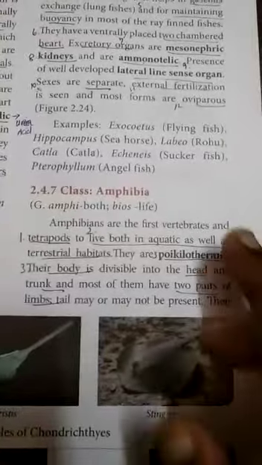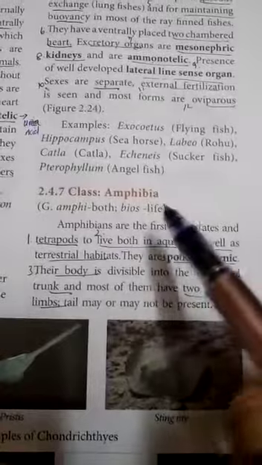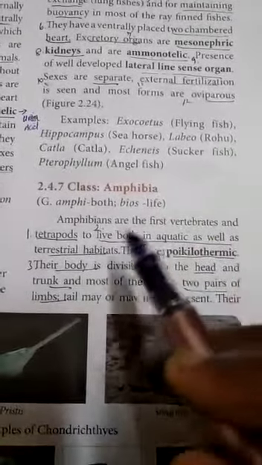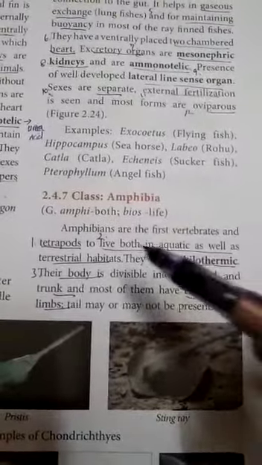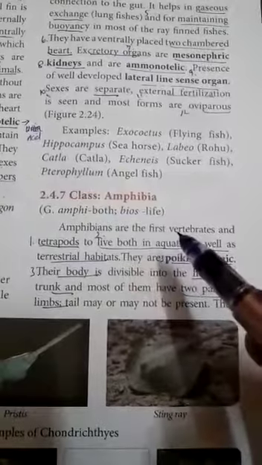Next class we are going to see about amphibia. It is a class. The example we have to see is the frog. You have to keep in mind the frog and look at its characters. It is a tetrapod. Tetrapod means four legs. Here is where tetrapod started.